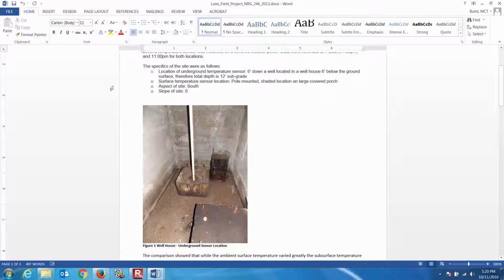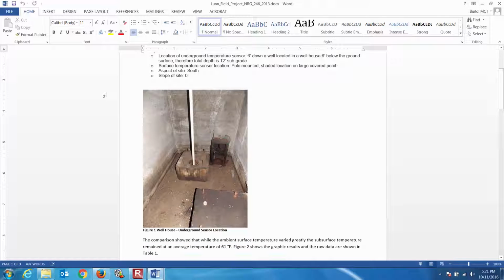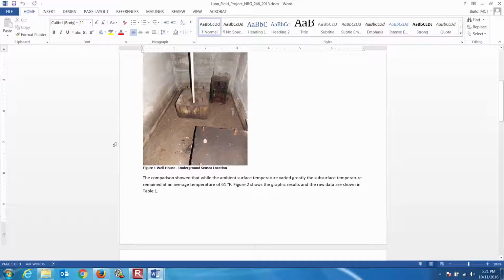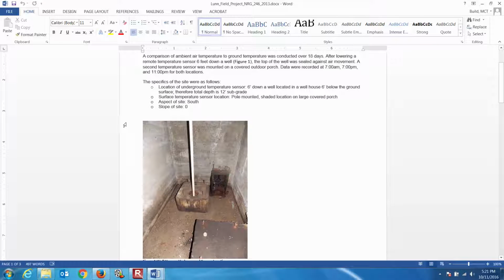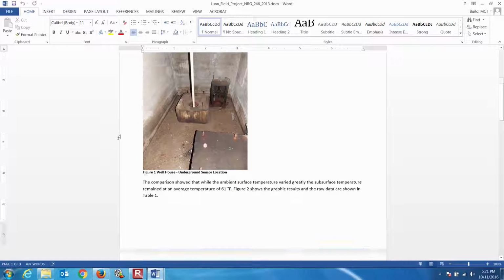Location of underground temperature sensor: 6 feet down a well, located in a well house 6 feet below the ground surface. Therefore, the total was 12 feet subgrade. Surface temperature sensor location was pole-mounted, in a shaded location on a large covered porch. Aspect of the site, which way the slope faced, was to the south. Slope of the site 0, so it's pretty flat. Another thing you could say there, we could just say aspect of site flat, and then slope 0.